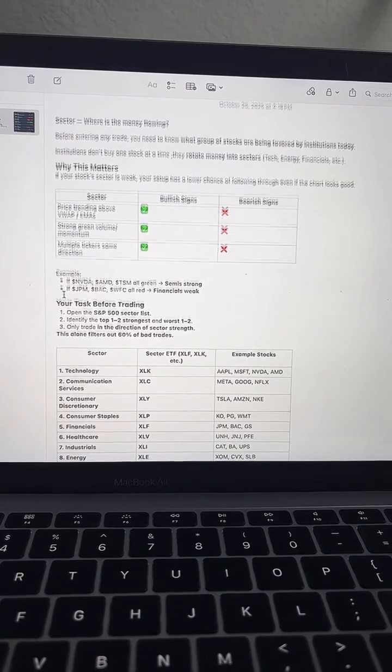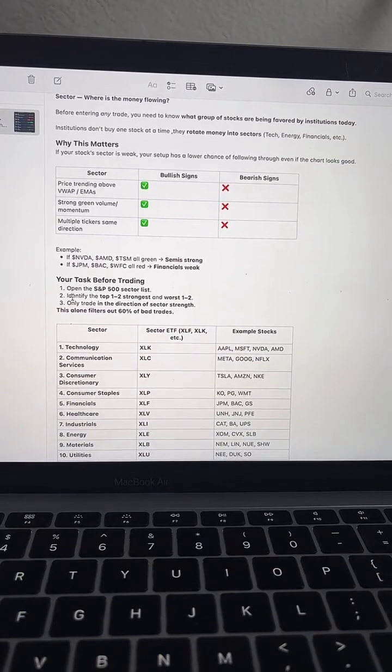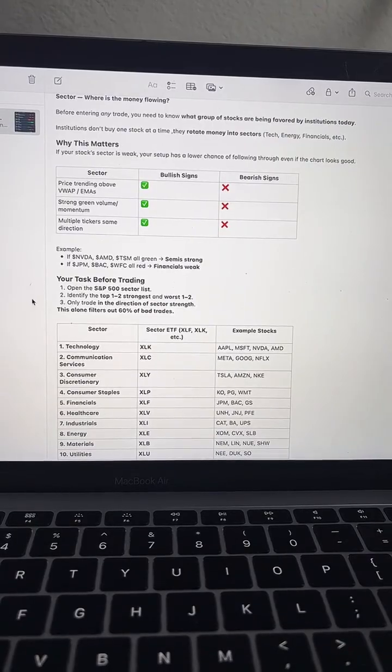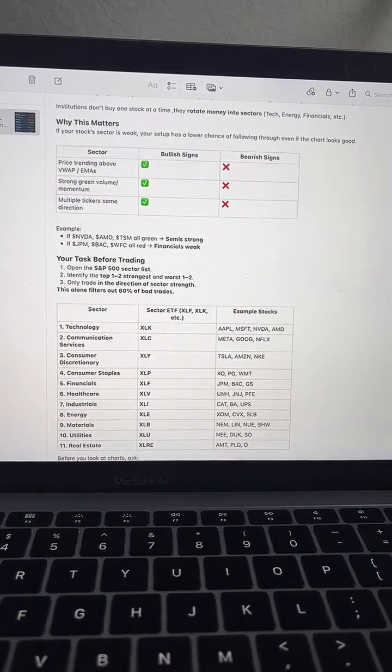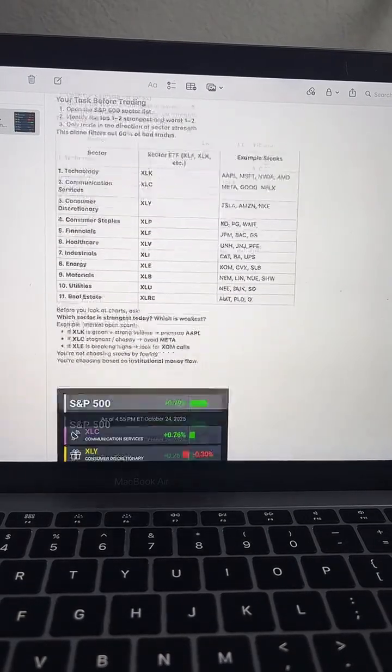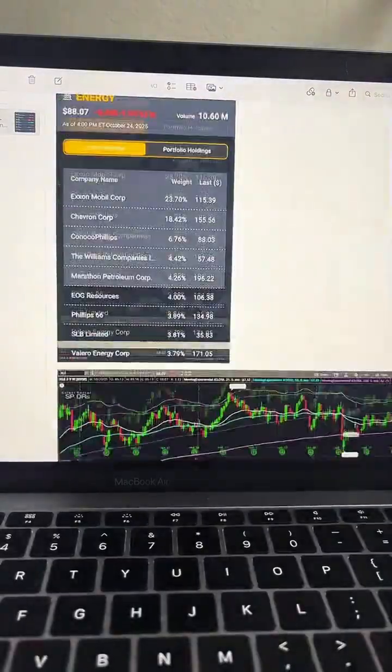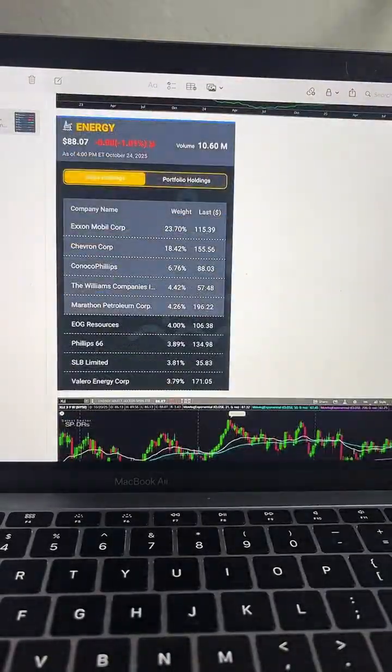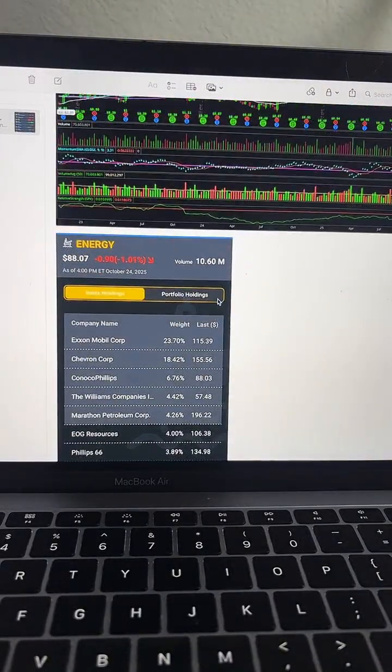So before trading, you should open the S&P 500 sector list. Now, if you were on last week's live, I also gave the PDF link, and I think that's in the Discord as well. It showed the app that I use when I'm looking at the sectors, and I think I have a picture of it on here too. It's called the SPDR Sector app.